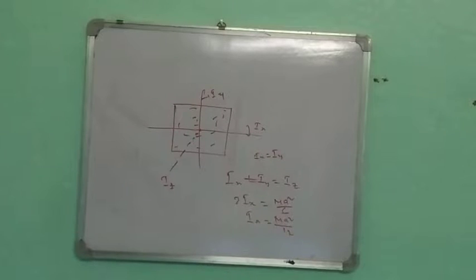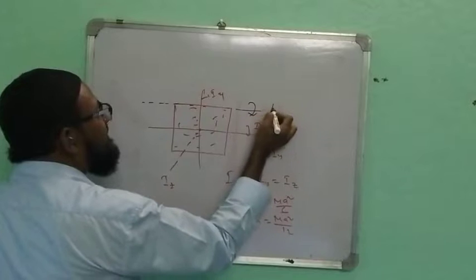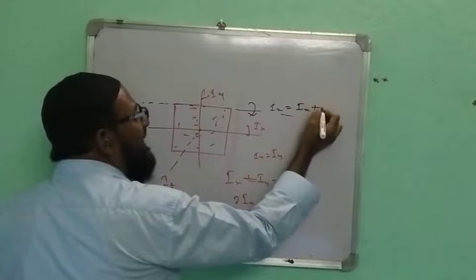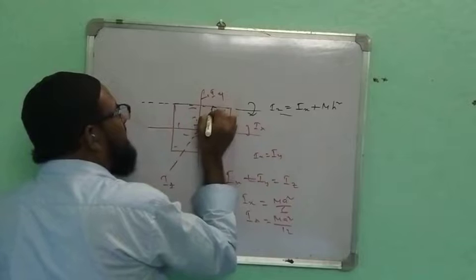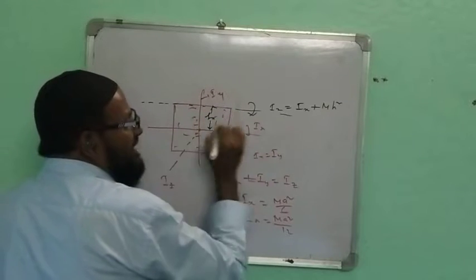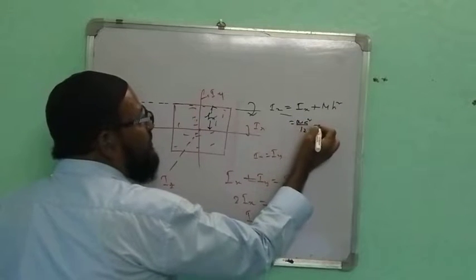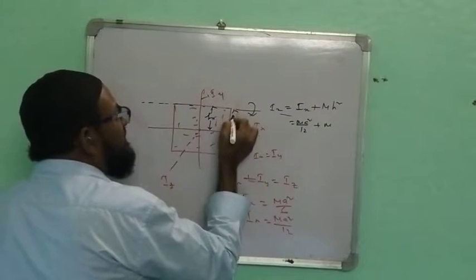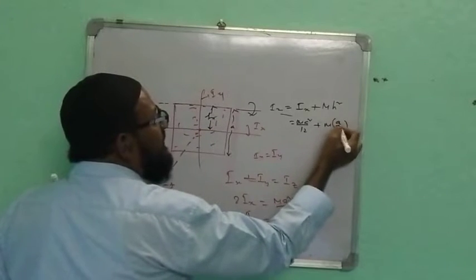Now what is this? With respect to this, suppose this is the axis, this is I2. What is the formula? I2 equals Ix plus M H square. What is H? Distance between two parallel axes. What is Ix? Ix equals M A square by 12. What is this H? This whole is A. What is this? A by 2, A by 2 whole square.